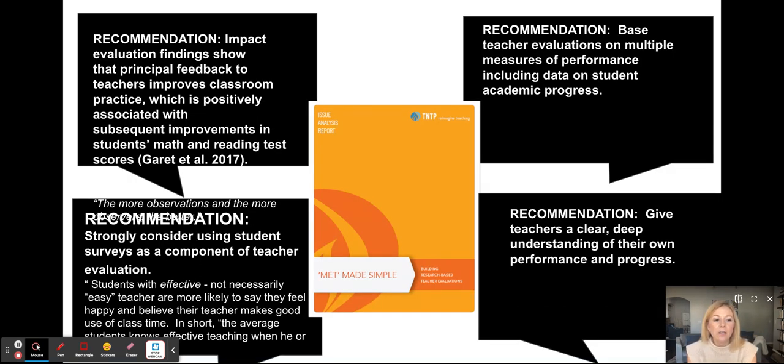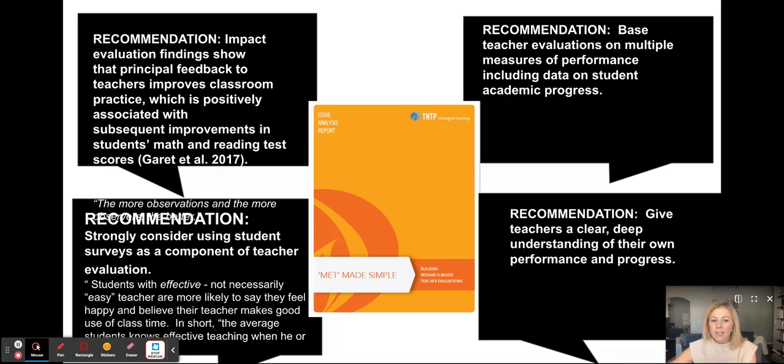What we're going to look at today, going back to our core and foundational articles, is that we're going to focus primarily on the research findings from the MET. There are three recommendations in particular from the MET that are relevant to this week's module. So the first is a recommendation to strongly consider using student surveys as one component of that evaluation.